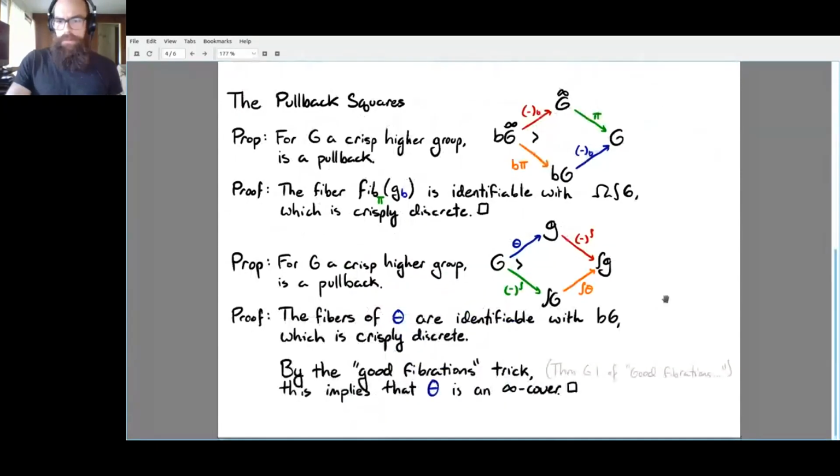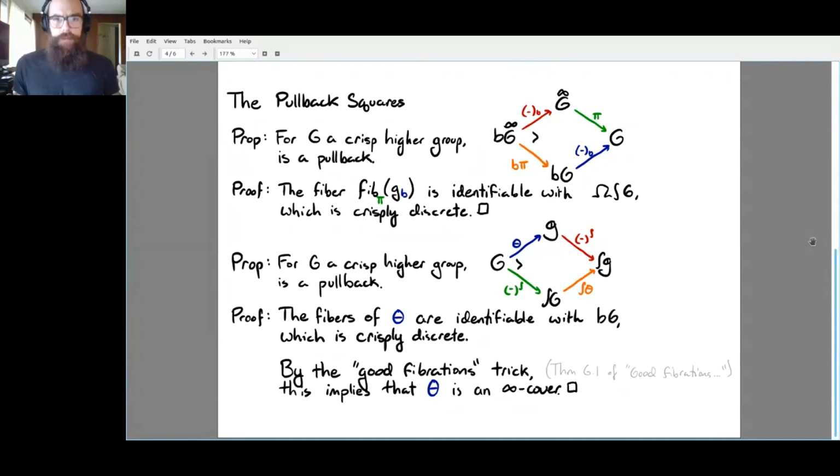So now we can come to proving these fracture square results. Here are two pullback squares that we're going to prove. For a crisp higher group, these relate the two aspects. They relate the universal infinity cover, which was defined by Shape, to the flat modality, and they relate the infinitesimal remainder, which was defined by flat, to the Shape modality.